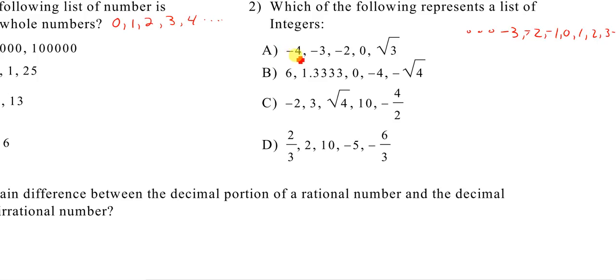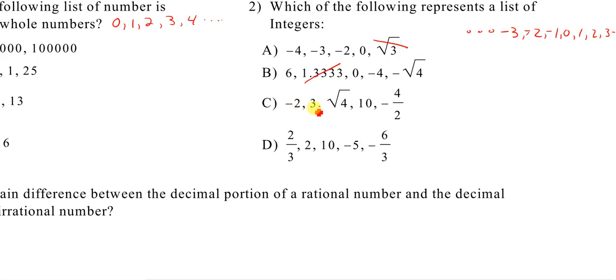Okay, so let's look at the first one. Those are all integers there, but the square root of 3 is not an integer, so that would not be correct. In the next one, we have 6. This is not an integer here. This is 1.333. That's not an integer. That won't work. Let's look at the next line.